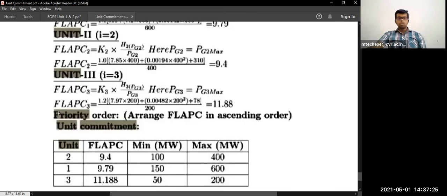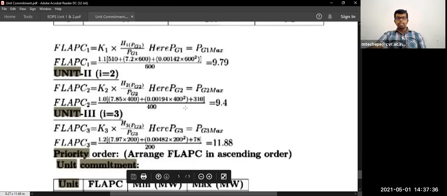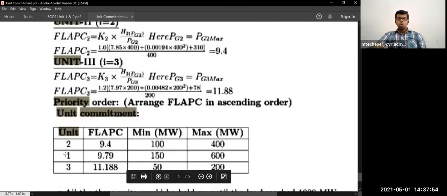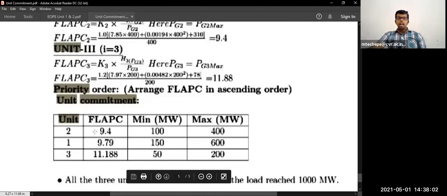After that, you have to form the priority list, the priority order. For framing this priority order, we arrange all these FLAPCs in ascending order. If you sort now, first is FLAPC 2, because this is 9.4, this is 9.79, next is 11.88. So FLAPC 2 first, next FLAPC 1, then FLAPC 3. So the order is 2, 1 and 3, sorted in ascending order.